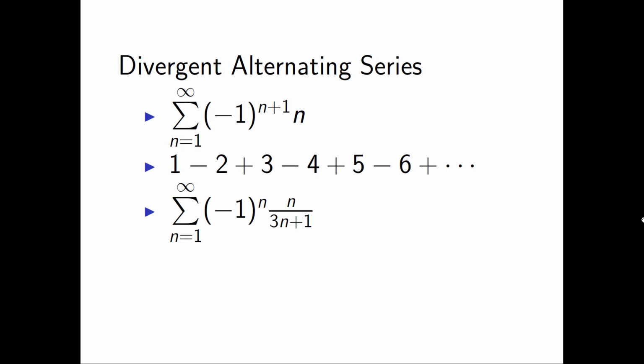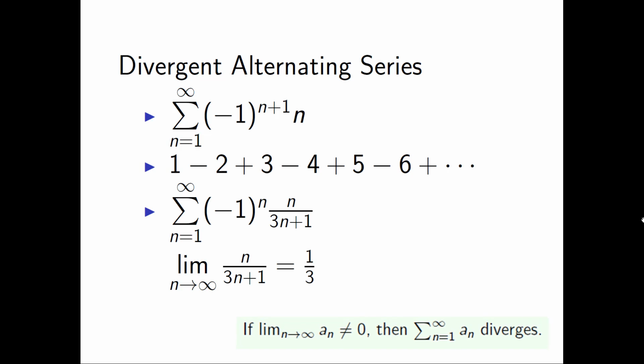That's another example. If we have (-1)^n times n over 3n plus 1, well, if we take the limit as n goes to infinity of n over 3n plus 1, that actually equals a third. And since that equals a third, we know that the terms are not going to 0, and that was our original test for convergence. So the terms are not going to 0, it cannot converge.